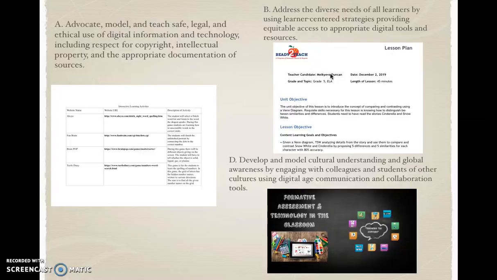I chose the interactive learning activity also for Substandard A because it shows that credit was given to these sources that were retrieved from the websites. And this is a great example of appropriate documentation for sources.